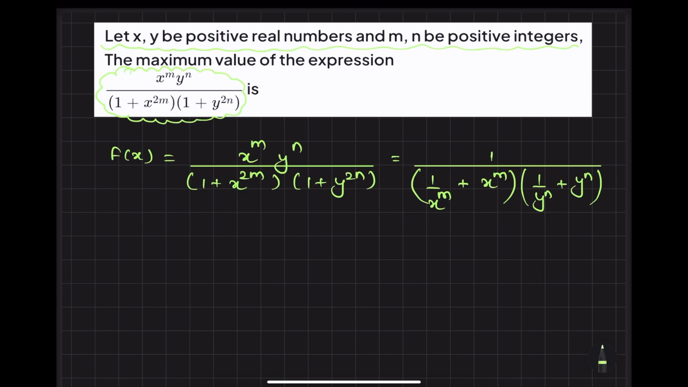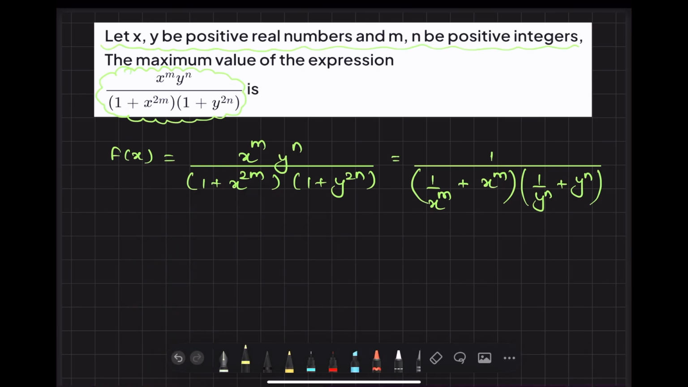Okay, so if the denominator increases, do you remember inversely proportional? In inverse proportion, if the denominator increases, the value decreases. In direct proportion, if the numerator increases, the value increases. So we have to find the minimum value of the denominator, and then we can get the maximum of the function.